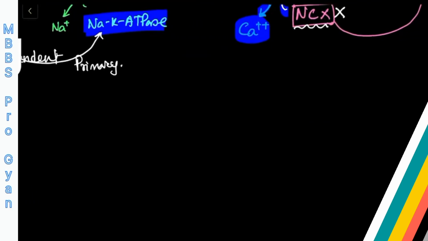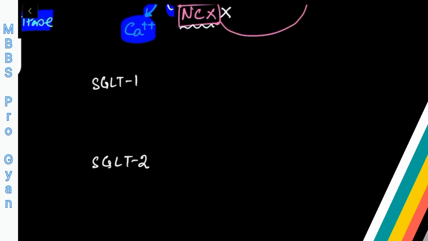Now, in this context, I will clear one more thing. You must have noted that for SGLT, you have to remember two types: SGLT1 and SGLT2, right? This will be asked in MCQ, a very, very famous MCQ, I'm telling you. So SGLT1, where is it present? It is present at the level of the GIT, intestinal glucose absorption. It is also present at the level of the kidney, but in a specific region of the kidney.